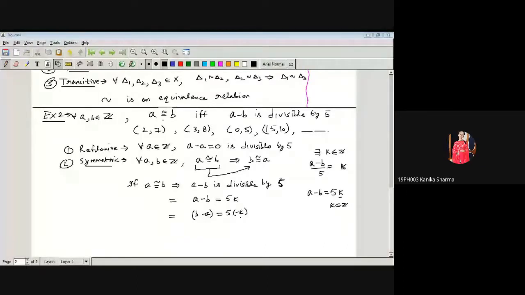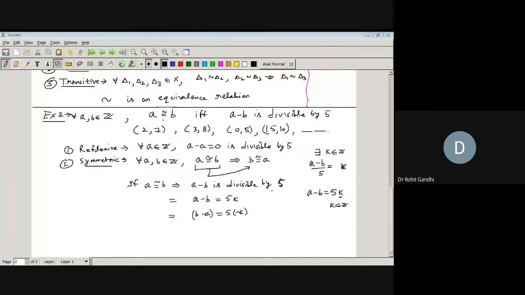Kanika, first of all, is the question clear to you? We are given that A is in relation with B, and we have to prove that B is in relation with A. So we start with A is in relation with B. Now, if A is in relation with B, then A minus B is divisible by 5. And what we have to prove is that B minus A is divisible by 5.